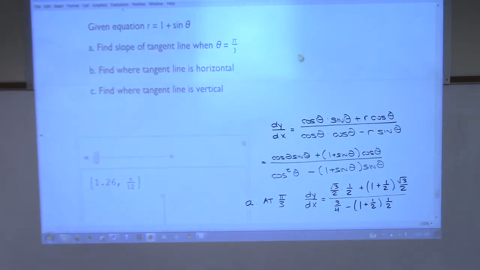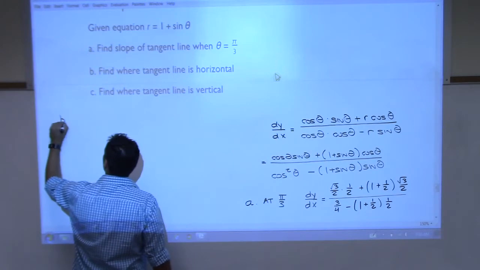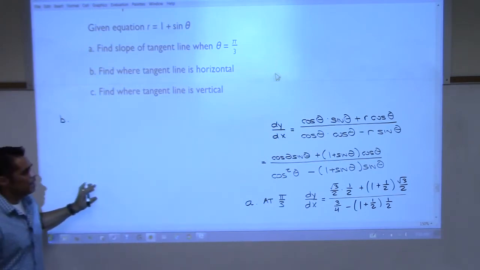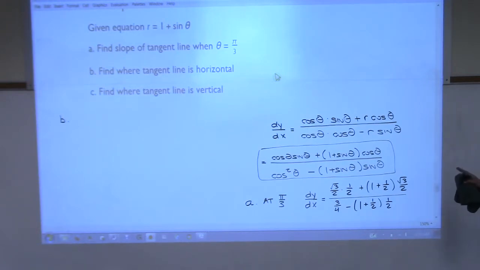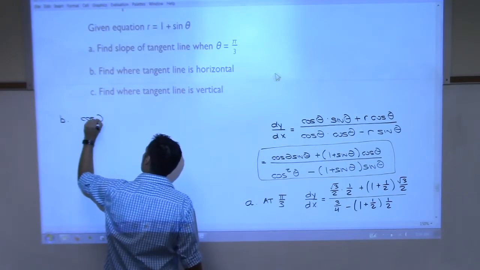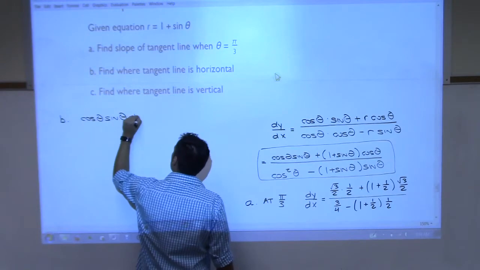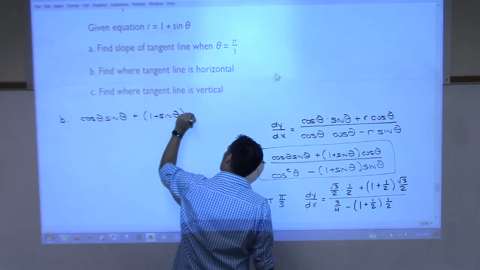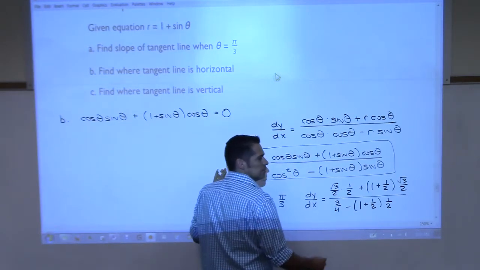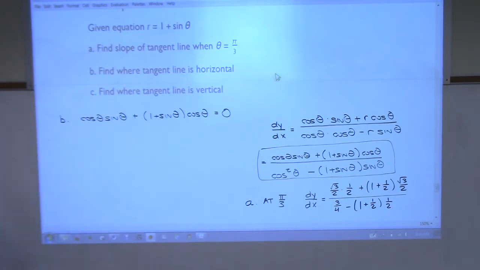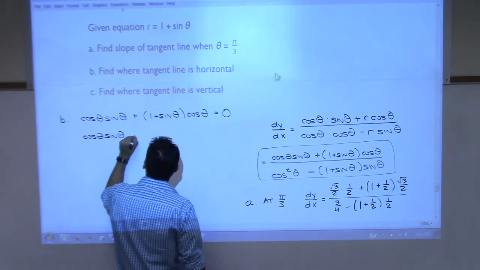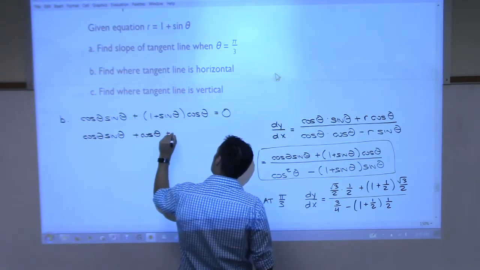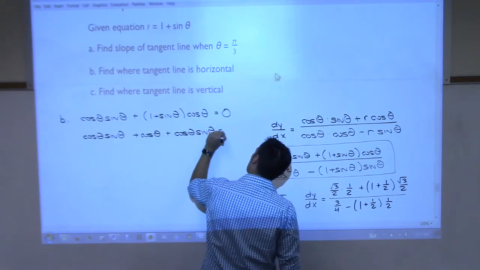I'm going to scroll this up to give myself some room. So when it's saying for part B, find where the tangent line is horizontal, we want to know when dy/dx is 0, right? Since it's a fraction, I only have to look at the top. I have to set the numerator equal to 0. So I need to set cosine theta, sine theta plus 1, plus sine theta, cosine theta, equal to 0. And that's a trigonometric equation, and I need to solve it. So yes, I will have to do some distribution here: cosine theta, sine theta, plus cosine theta, plus cosine theta, sine theta again, equals 0.